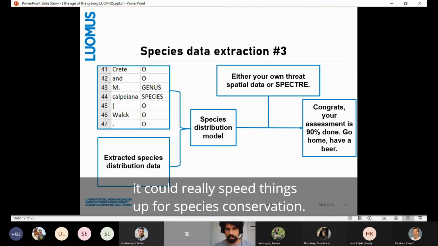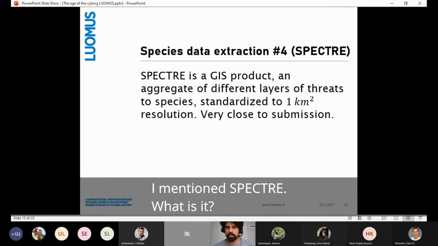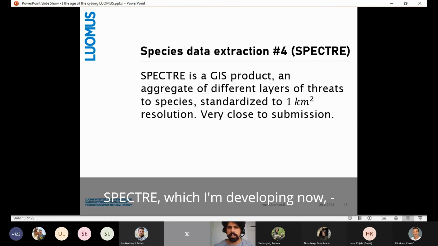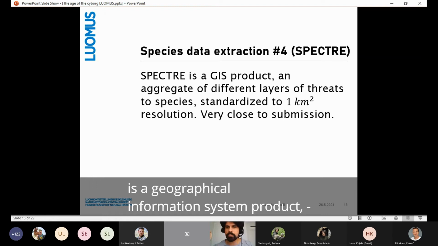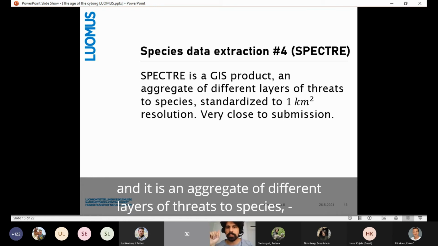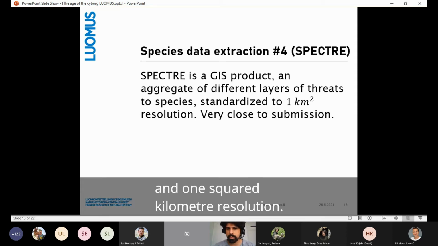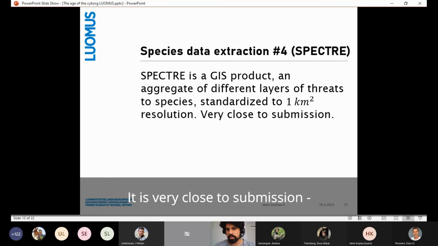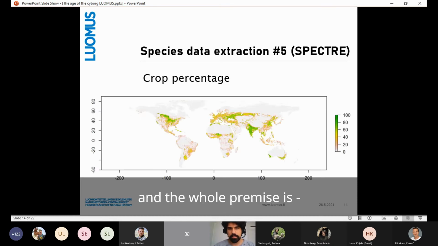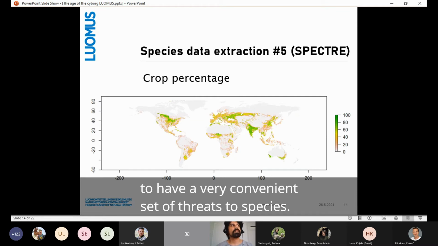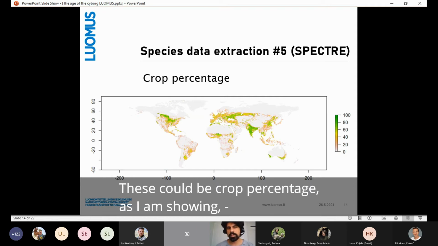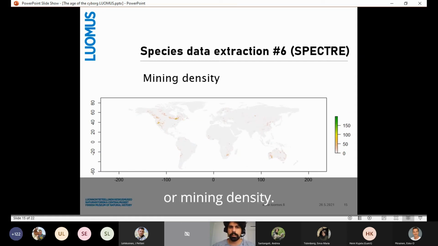for species conservation. So I mentioned Spectre. What is Spectre? Spectre, which I'm developing right now, is a geographical information system product, and it is an aggregate of different layers of threats to species, all standardized to a common global range and 1 square kilometer resolution. It is very close to submission, and the whole premise is to have a very convenient set of threats to species. These could be, as I'm showing, crop percentage, or mining density.